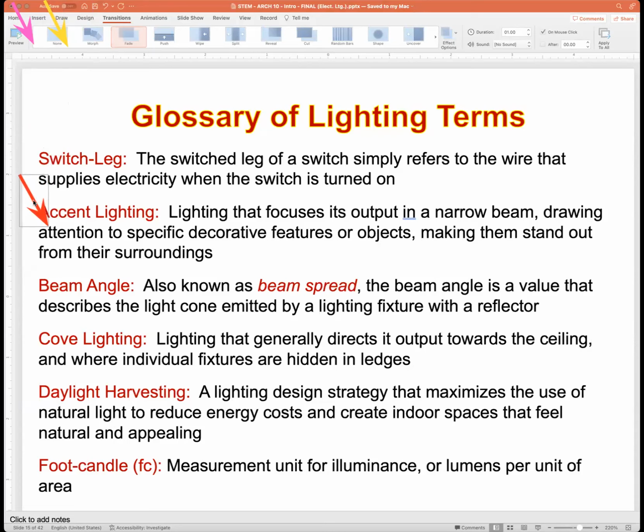Accent lighting, so we're going to light artwork. Beam angle, how wide or narrow a beam of light is. Cove lighting, right? We want to hide the light fixture and conceal it so that we're lighting up to a secondary ceiling. Daylight harvesting is when we've got some sort of controls that allow us to turn off electric lights when the daylight is on, when we're getting plenty of sunlight in our space. And a foot candle is the unit of measure that we apply in electric lighting design.